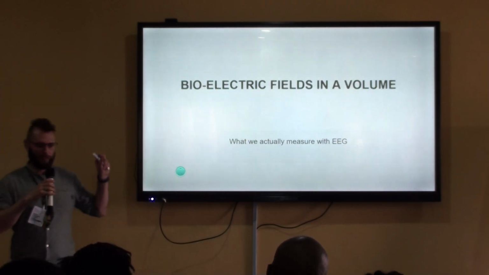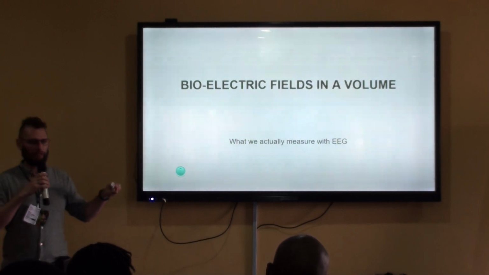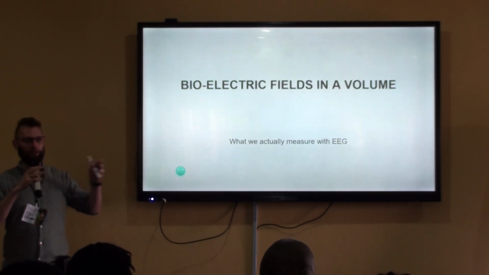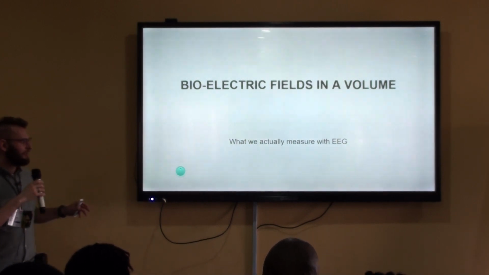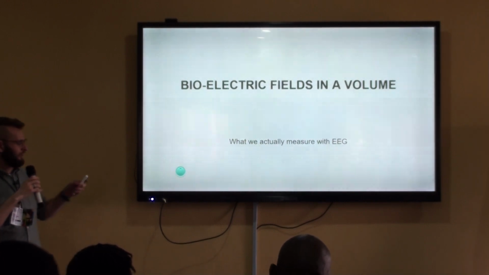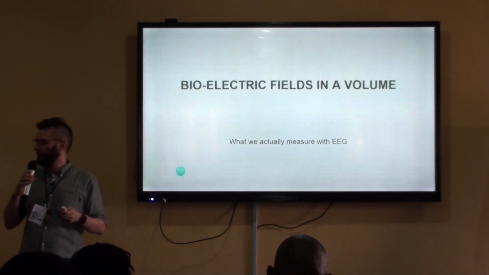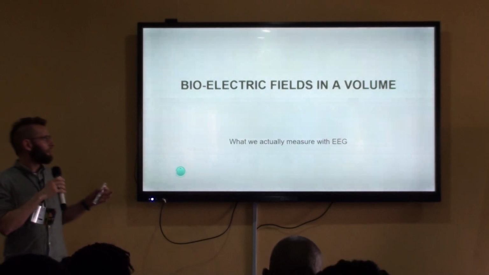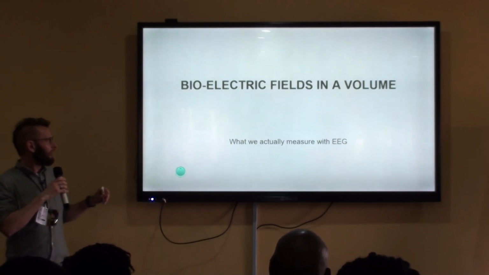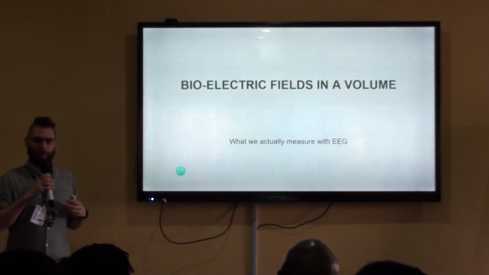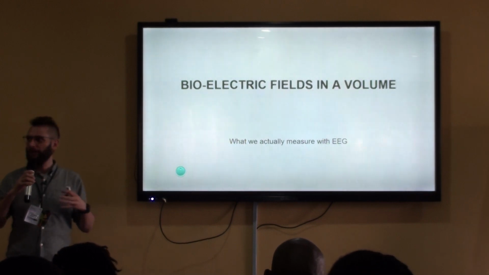Now we went from the very small part of the cell to the electric fields around the cell, summation of the cell. So let's go the final distance to how they actually get out of the head and what that means. So this last part here is kind of how the bioelectric fields behave when they are inside.